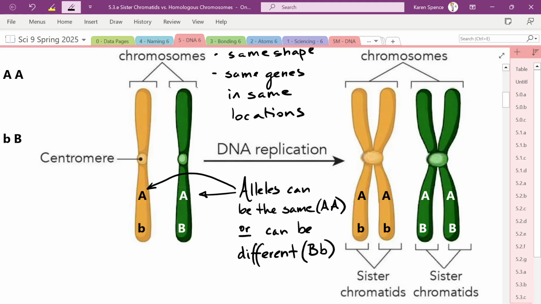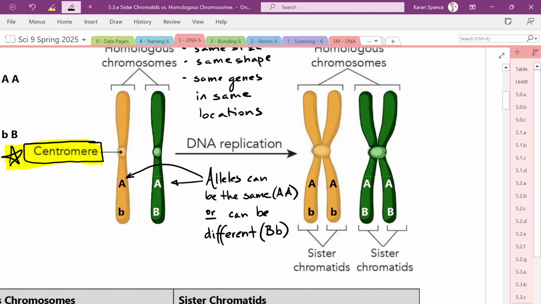Now there's a new word on here, and that word is centromere. The centromere is the area of the chromosome that attaches the two chromatids together. So when there is no sister chromatid, it just kind of sits there, okay? But after it undergoes replication, that is the centromere. And it holds the two sister chromatids together.